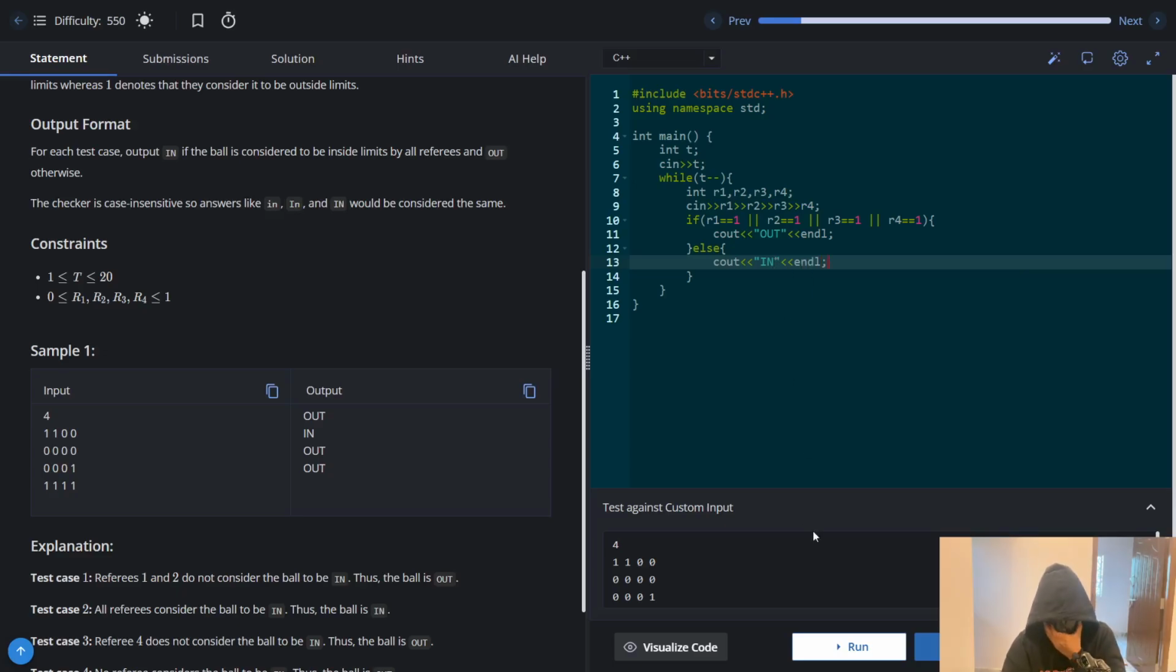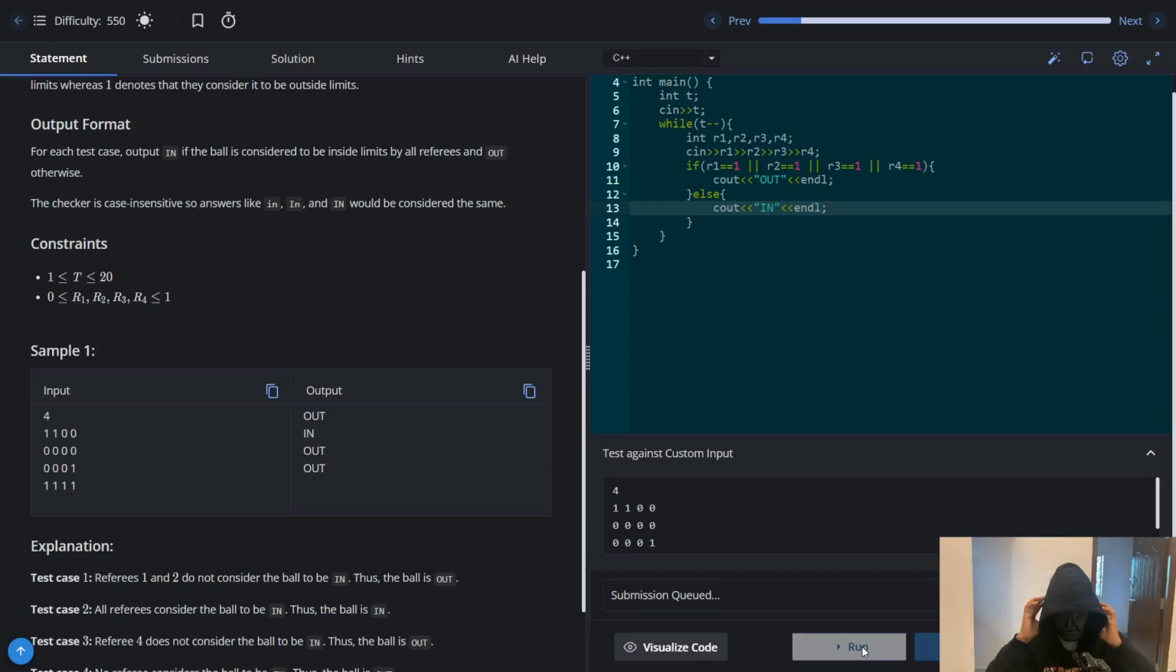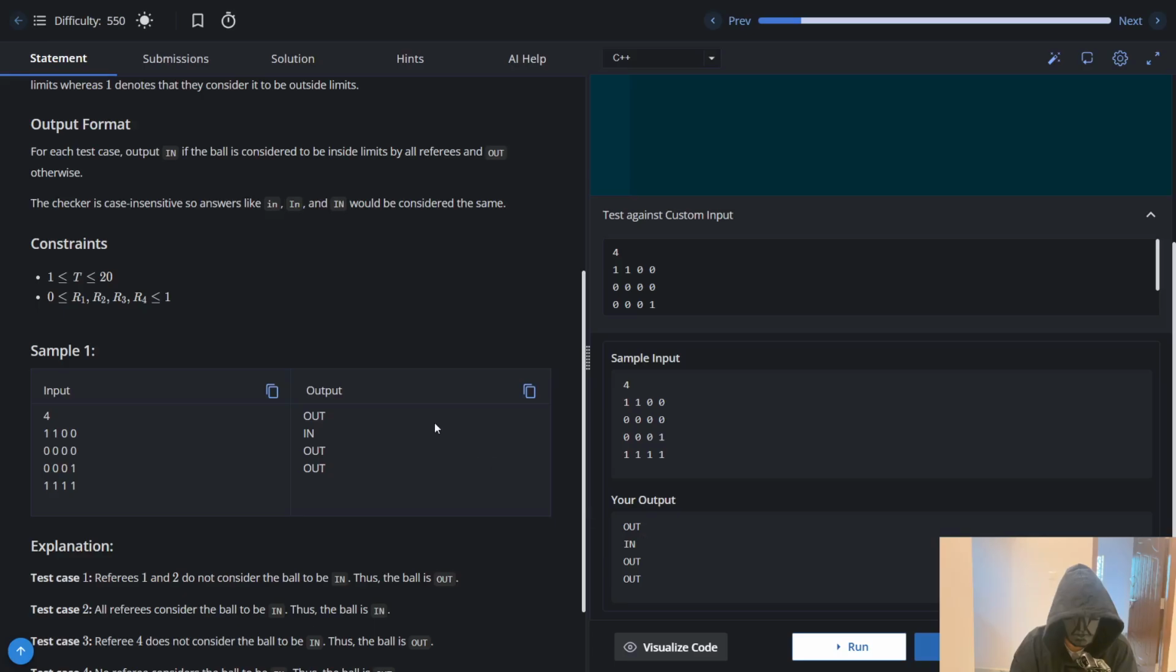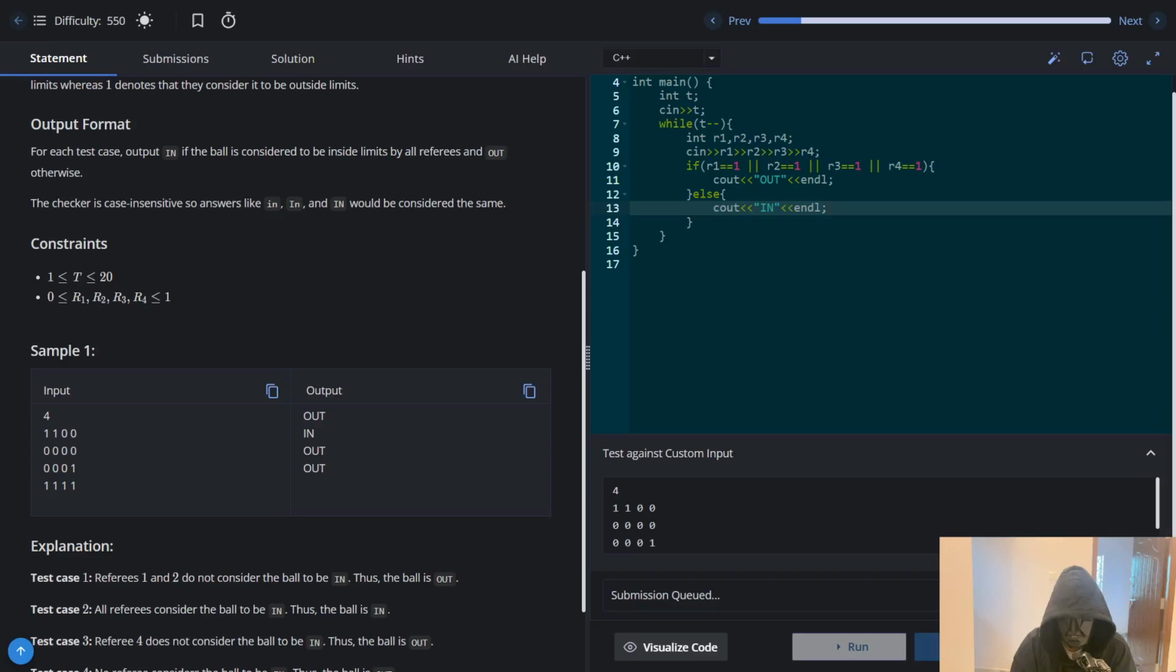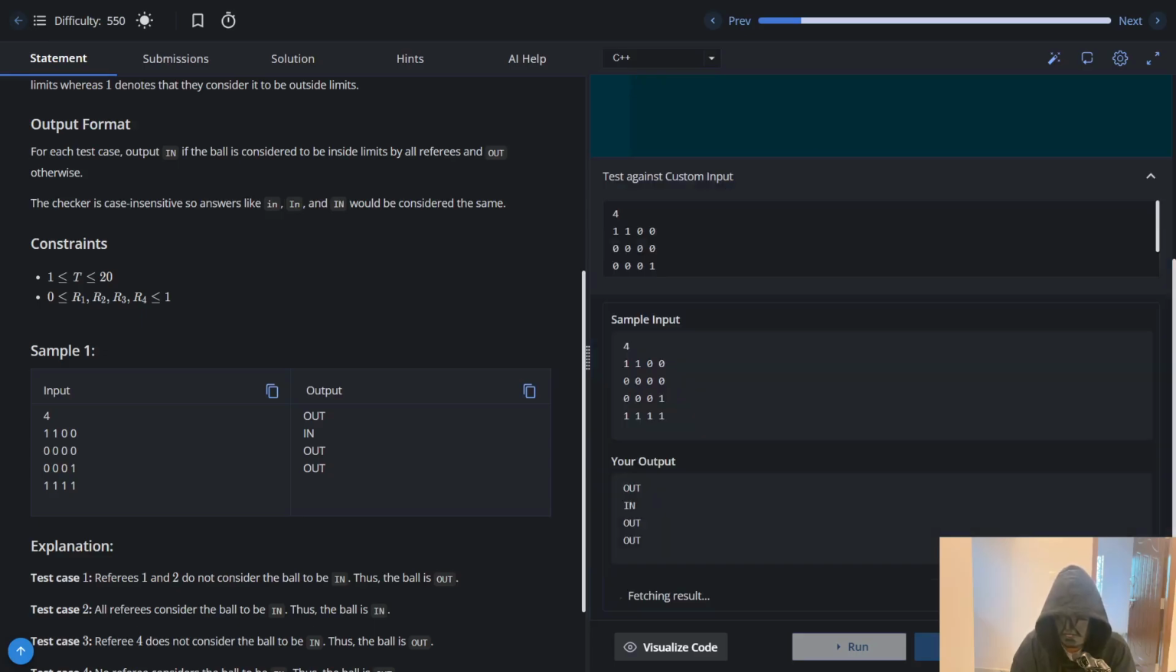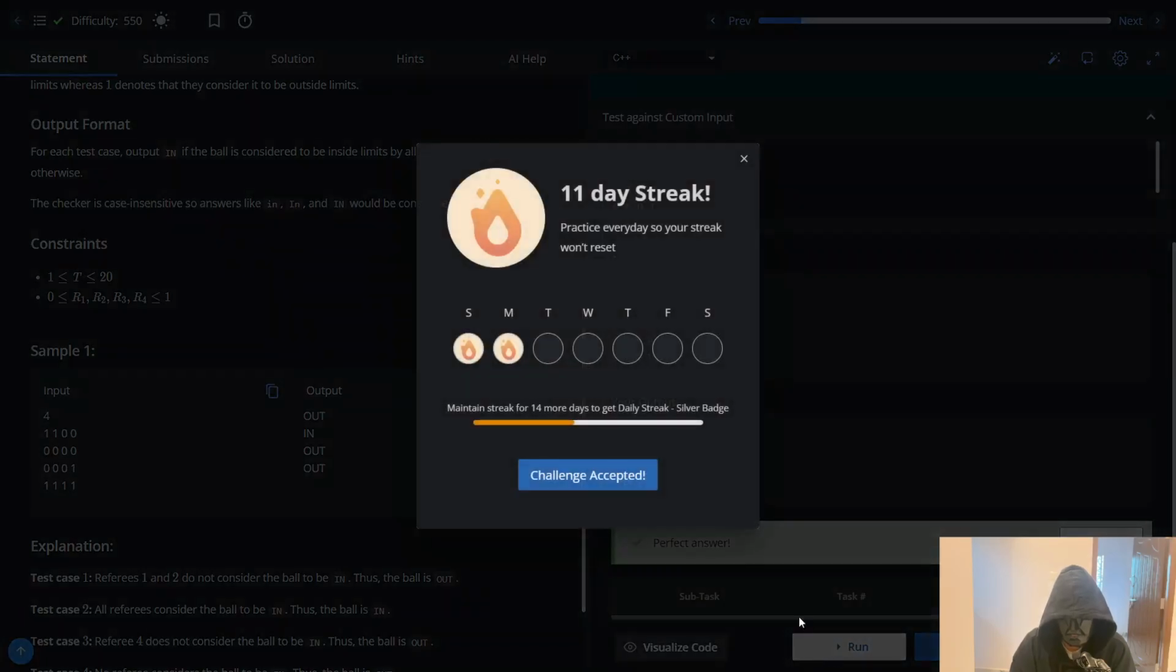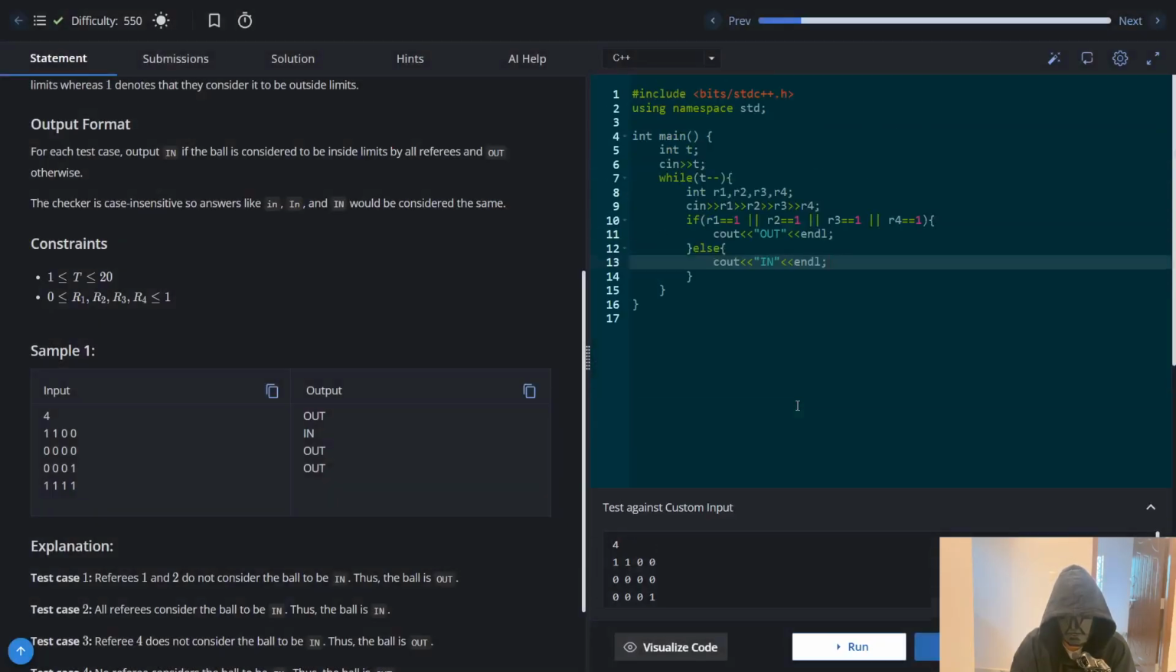So let's try to submit the code. Yeah, it is printing out, in, out, out. Let's try to submit the code. Yeah, it got accepted.